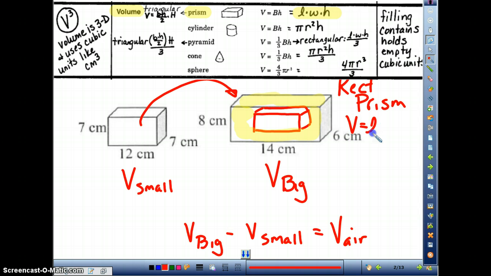Volume equals length times width times height. Here's your length, here's your width, here's your height on the big one. Here's your length, here's your width, here's your height on the small one. Plug in those numbers, calculate both volumes, and subtract.